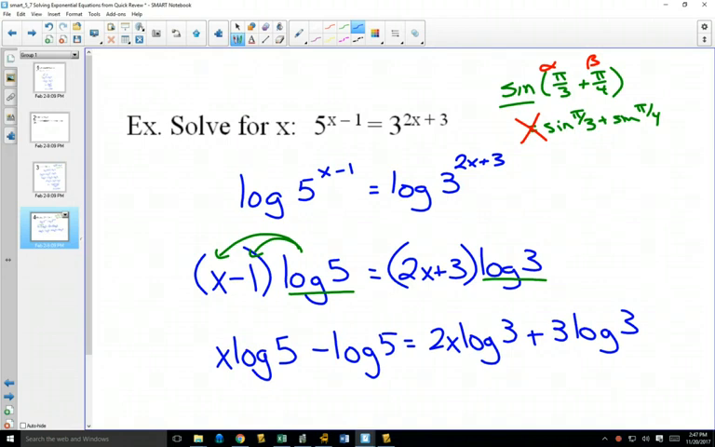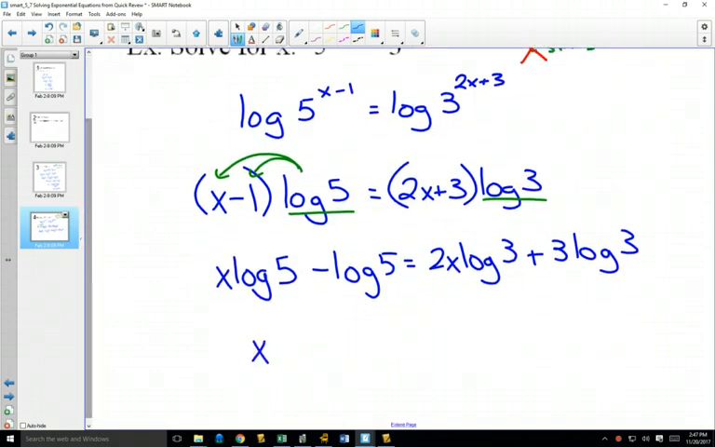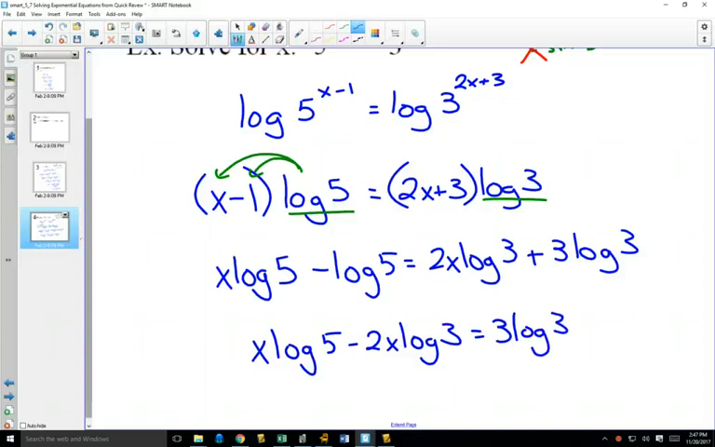And again, if the numbers were neater, this would be super easy for you. But because the numbers aren't pretty, it gets a little bit tricky. What we're going to do, we want to solve for x. So we're going to get all of our values with x on one side of the equation, all of our values without x's, all of our numbers, on the other side of the equation. So I would have x log 5 minus 2x log 3, moving that 2x log 3 to the left-hand side. And if I put all the ones without x's on the right, I have 3 log 3, and now I have to add log 5.